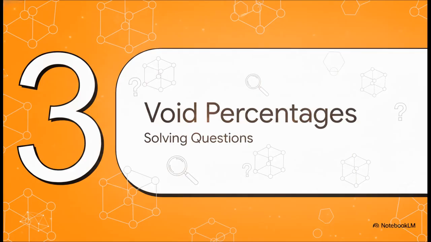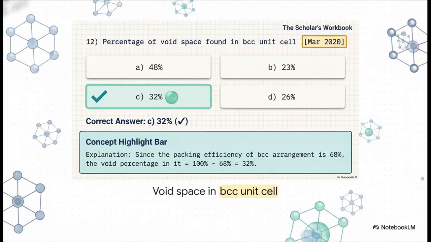Section 3, solving void percentage questions. Now let's put what we just learned to the test and tackle some real previous year board questions. Question 12, percentage of void space found in BCC unit cell, March 2020. A, 48%, B, 23%, C, 32%, D, 26%. Correct answer, C, 32%. Explanation. Since the packing efficiency of BCC arrangement is 68%, the void percentage in it equals 100% minus 68% equals 32%. Based on the table we just went over, it's exactly 100 minus 68.